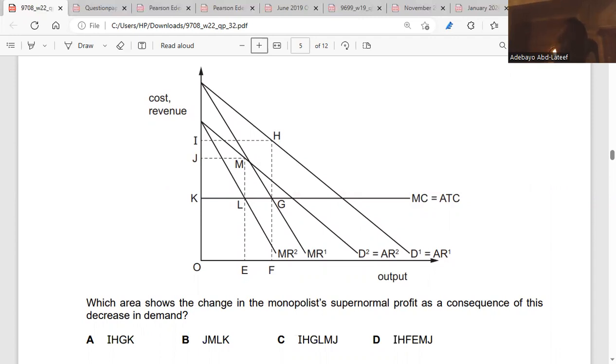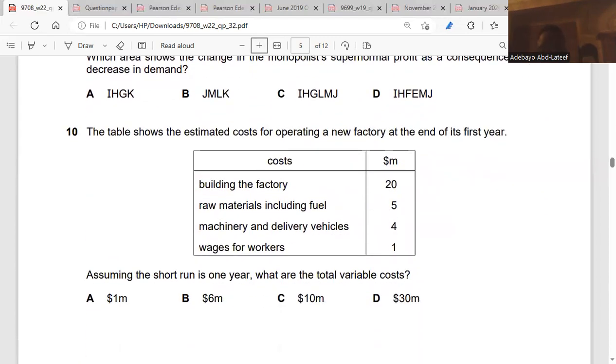K is already okay because marginal cost equals average total cost, which is profit maximization. But shifting leftward gives us IJML. Okay. But we have to include H because that was where it started. The leftward shift started from H to I, from D1 to D2. So D1 contains H, which means we have to calculate H also. So it is IHJML.